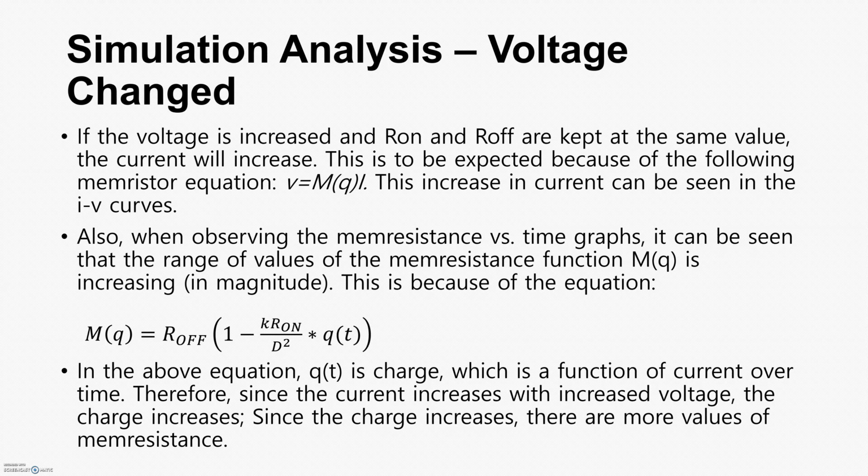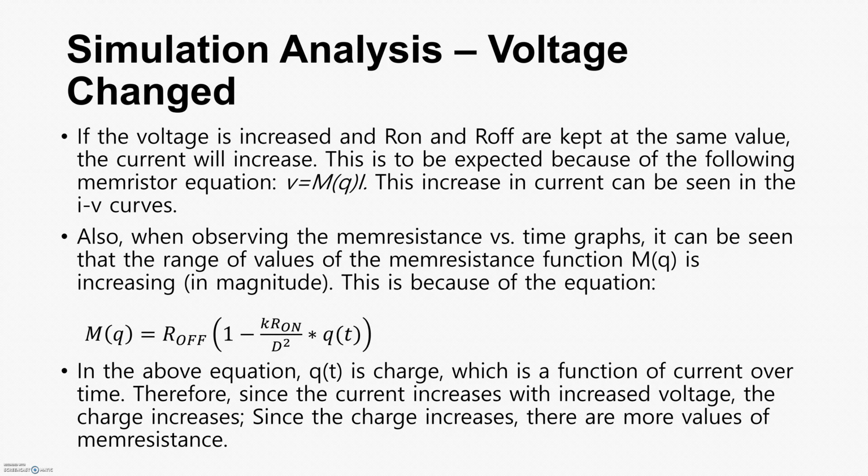And also, when we look at the memristance versus time graphs, we can see that the range of values of the resistance function, M of Q, is increasing, but in magnitude. So we saw that whenever we went through those. But why did it do that? This is because of the equation that relates R off, R on, and the charge. It's M of Q equals R off times 1 minus K R on over D squared times Q of T. But remember I said that I didn't change any parameter except the voltage, right? So why did the range of M of Q increase?